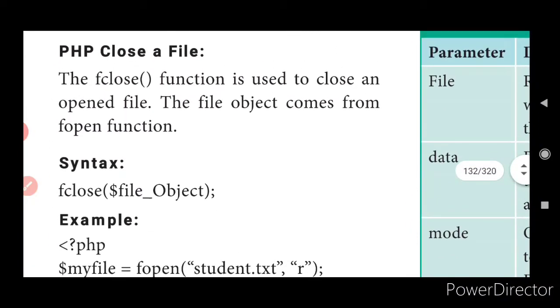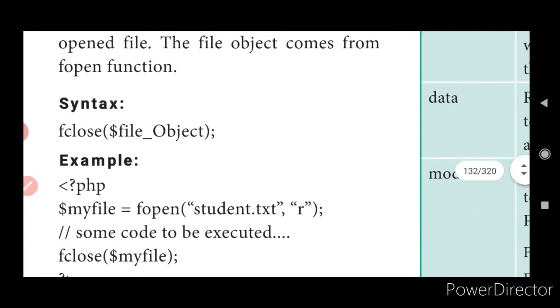What about close? Fclose is used for what? For closing an opened file. Whatever the file that we have opened, we will use fclose to close the file. How can we do it? We use fclose of file object. Your file object is going to be my file, isn't it?